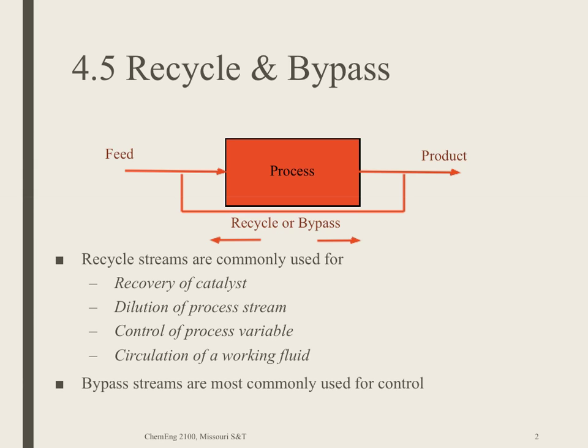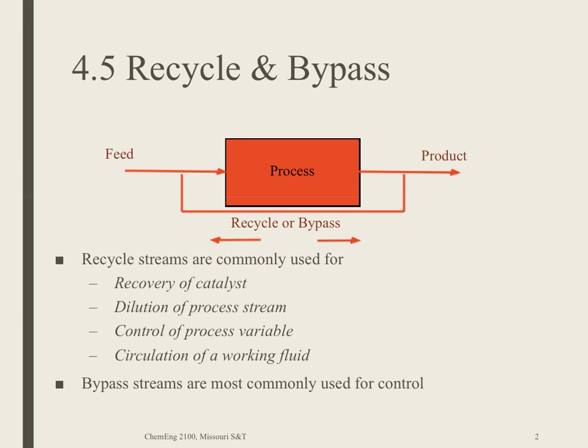Basically, what happens is you have a process or a portion of a process, and you have a stream that either splits off before it enters the process and goes around, that would be a bypass, or it goes through the process, but a portion of it is sent back to go through the process again, that would be a recycle stream. Recycle streams are very common.